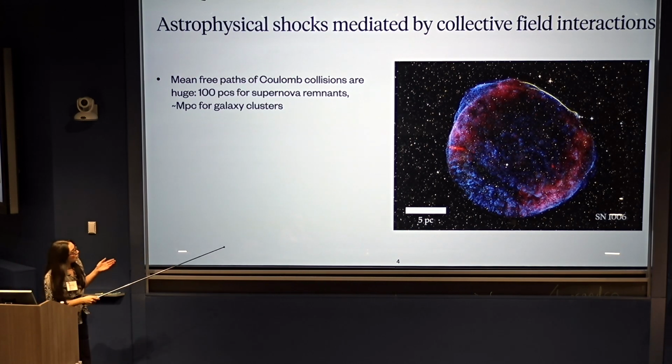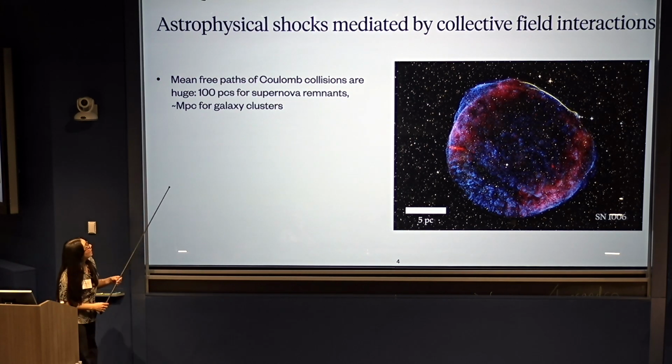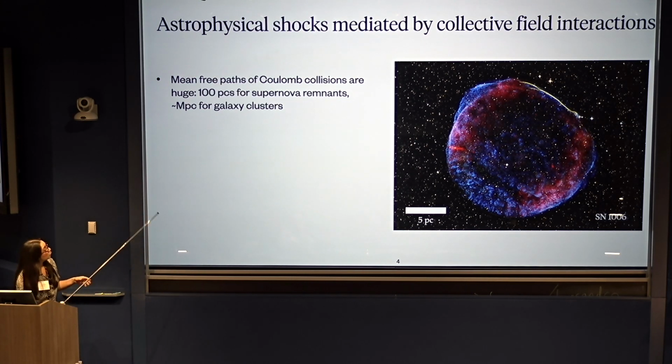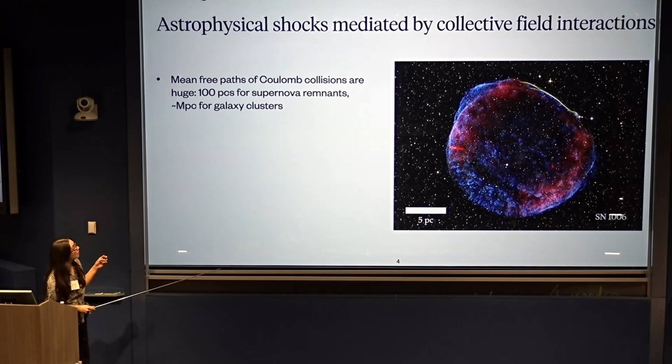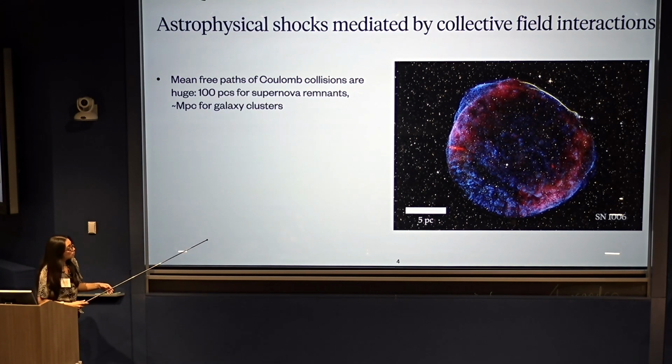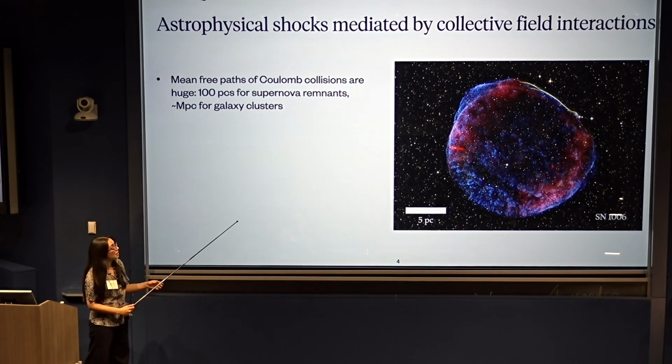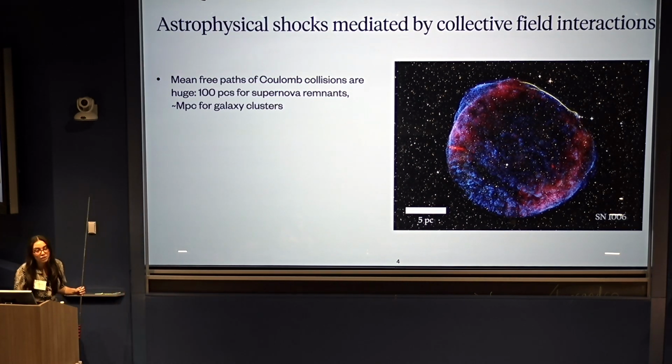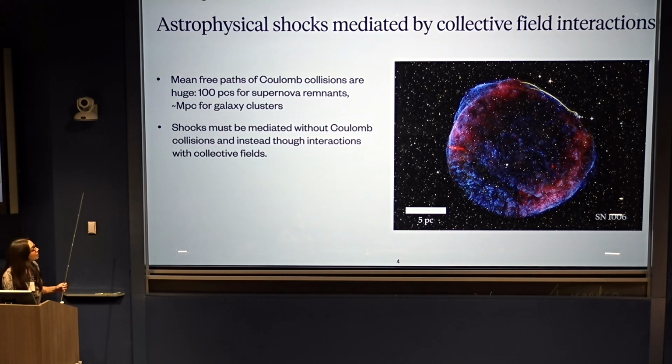So here I'm just showing the supernova remnant. And the mean free path for Coulomb collisions for these 2 to 2 scatterings in this object is on the order of hundreds of parsecs, which is much larger than the physical extent of this supernova remnant. So these shocks can't be mediated with these Coulomb-like interactions, and instead what's happening, as Libby discussed, is you're getting these end-to-end interactions with these collective fields.